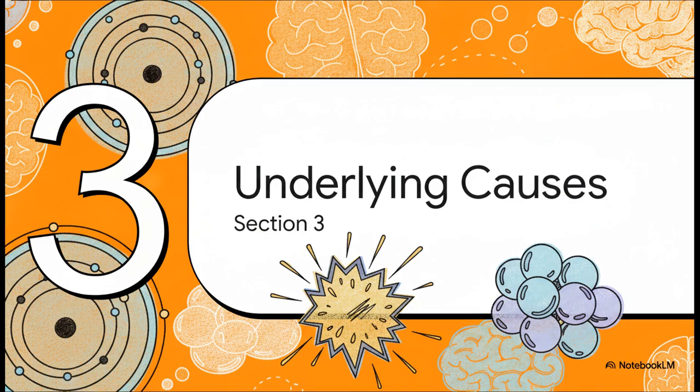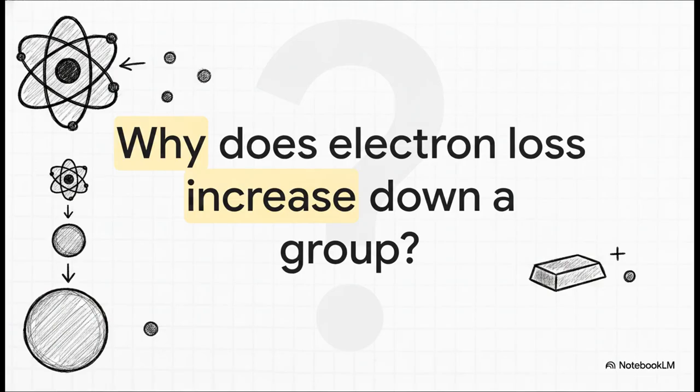All right, Section 3, understanding the underlying causes. We know the what. Now we're going to connect that atomic size we just learned about to these characteristics to truly understand the why. Here's a brilliant question straight from the Use Your Brainpower section of your text. I'm posing this directly to the class right now. Why does the tendency of an atom to lose electrons, meaning its metallic character, increase while going down a group?